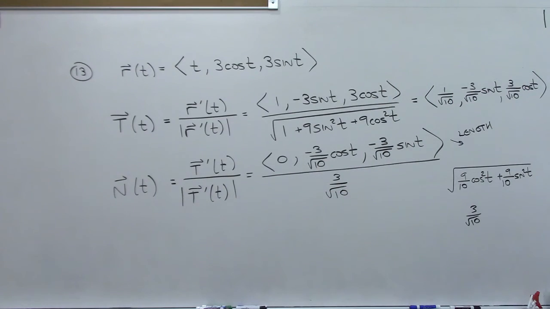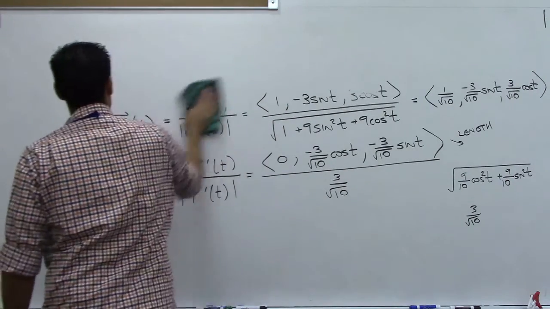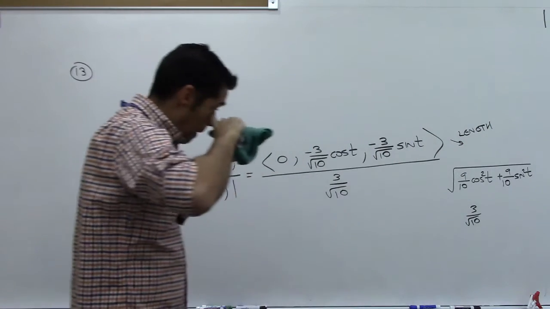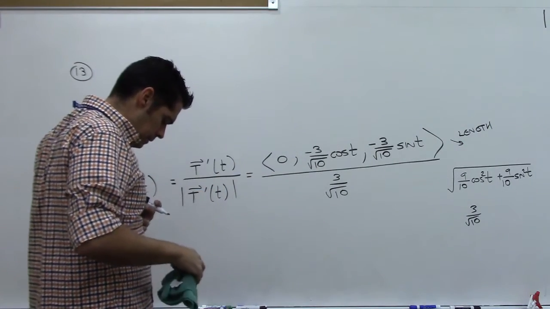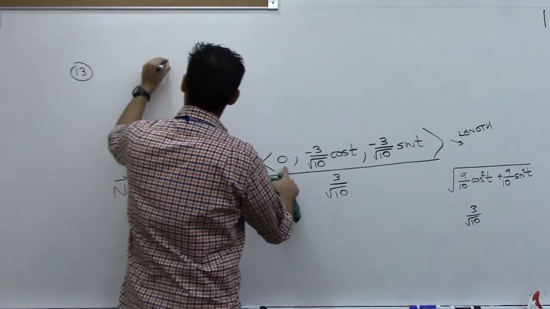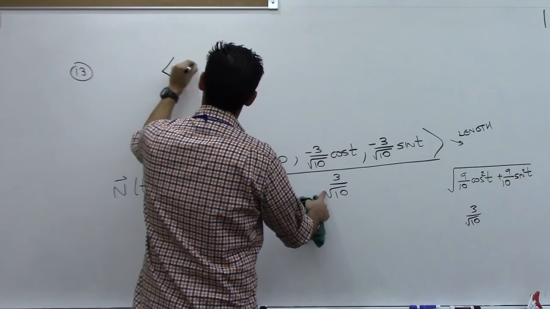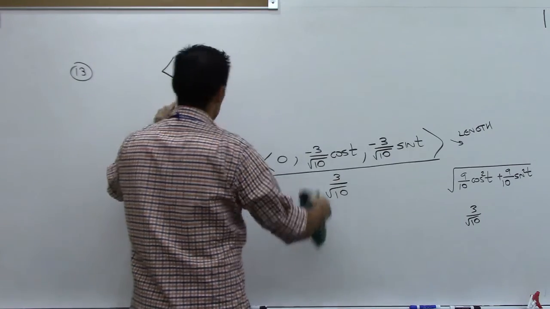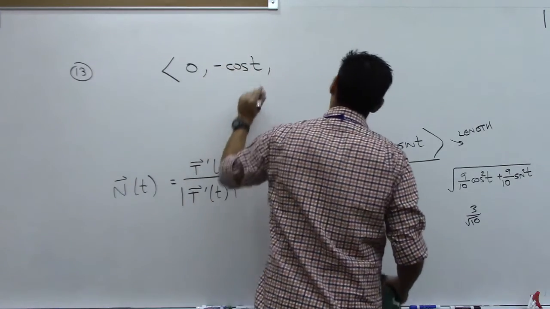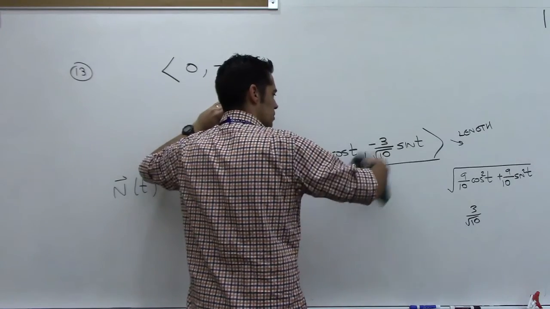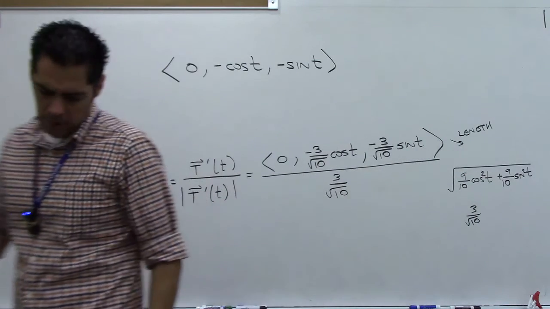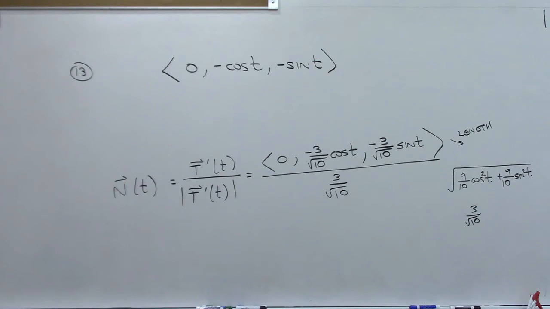So let's see what that turns out to be. So we take each component and divide it by this. So 0 divided by that is still 0. This divided by this, the 3 over root 10 cancels. We just get negative cosine t. And then here, again, the 3 over root 10 cancels. We get negative sine t. There we go. So that's what you would get had you actually been asked to find the unit normal vector.